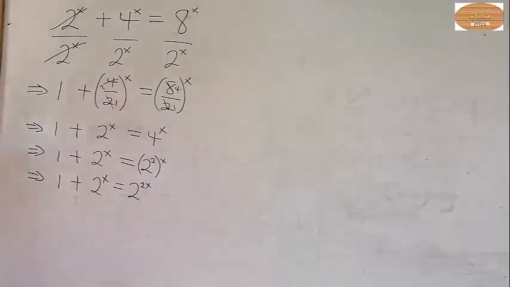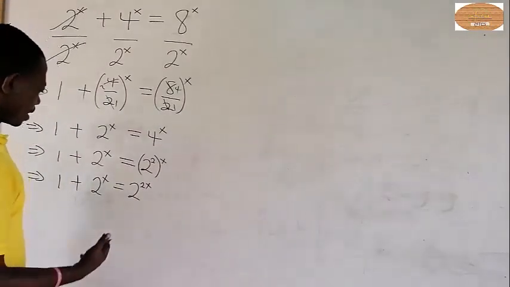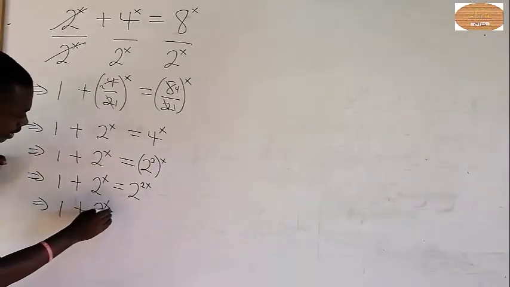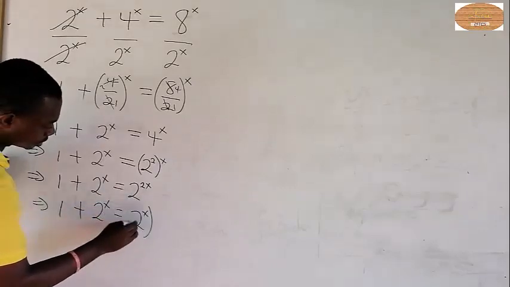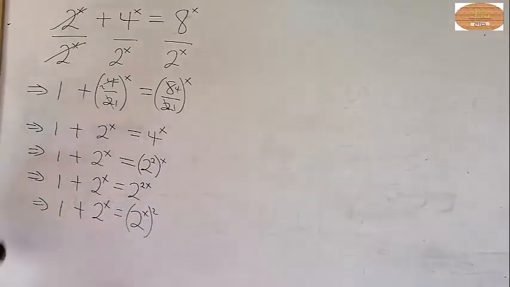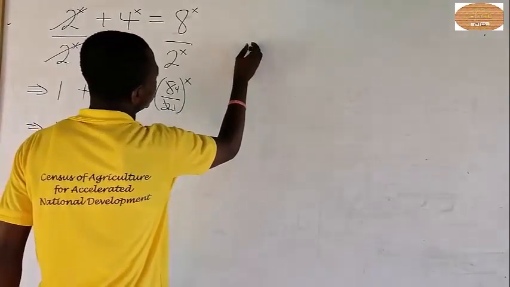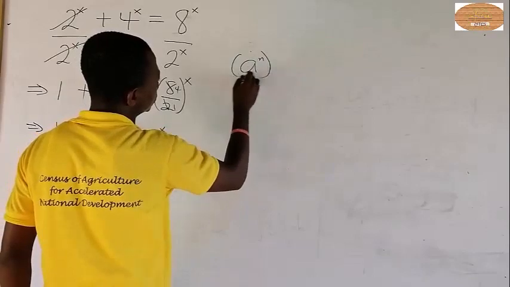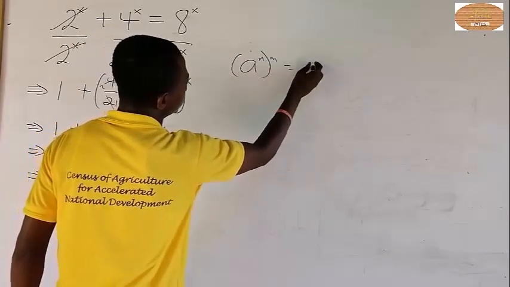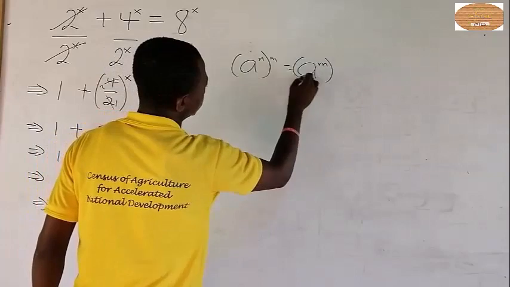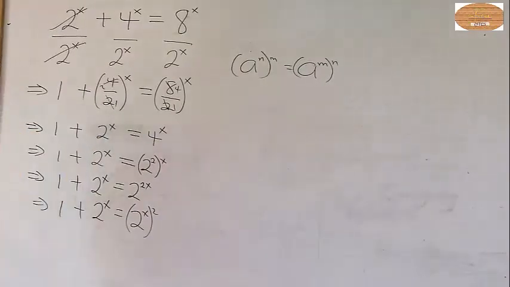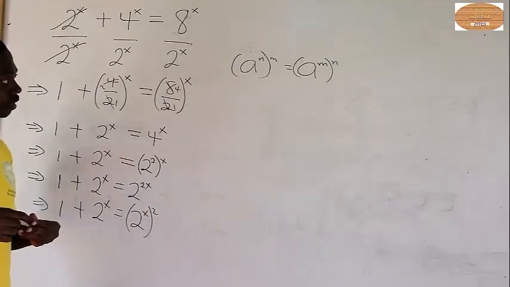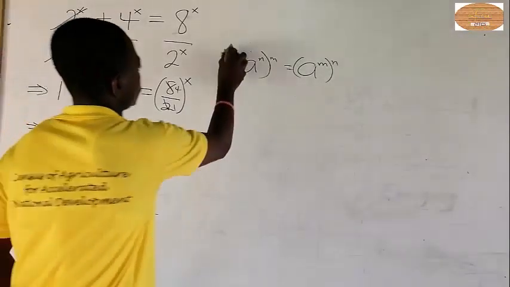Alright. Now we can see 2 to the power x in common, because this one is the same as 1 plus 2 to the power x or 2 to the power x. Therefore, a to the power n times m is the same as a to the power m times n. They are the same. So this one can be written as this. So 2 times x is 2x. Alright. So let's move on.